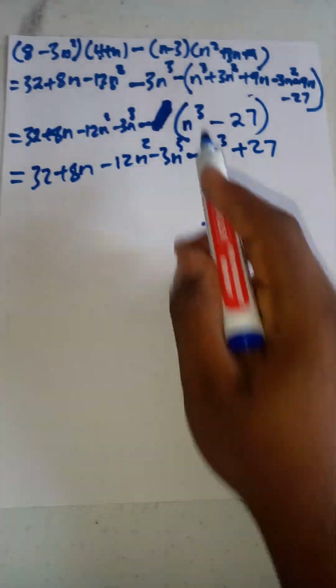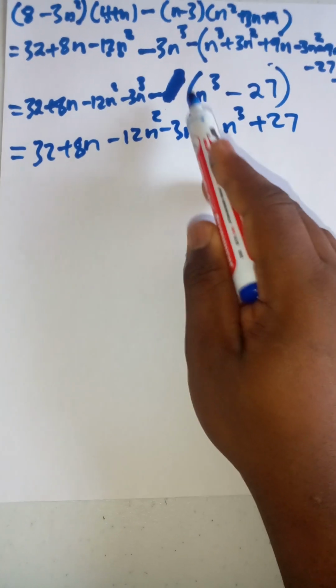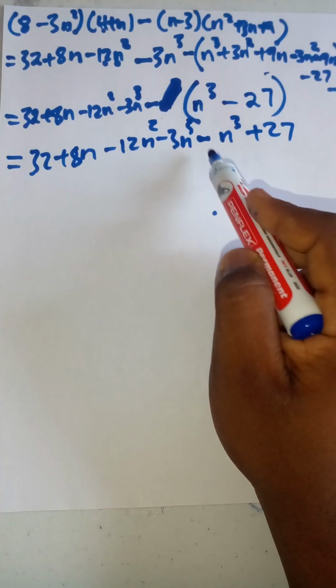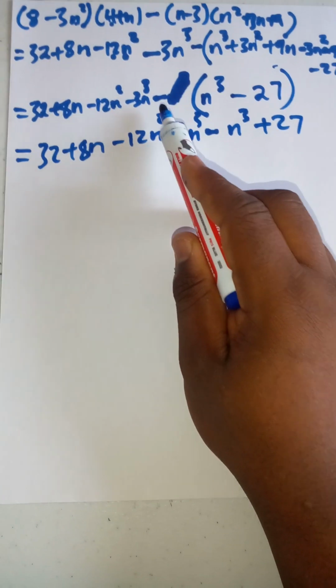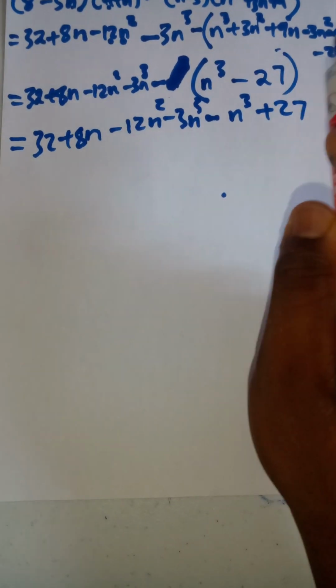Can you see it? Because I just opened this bracket. This bracket is just the same as having a negative 1 close to it. So it is negative 1 times n cubed, which is negative n cubed. And negative 1 times negative 27, it is the same as positive. So we are going to continue there.